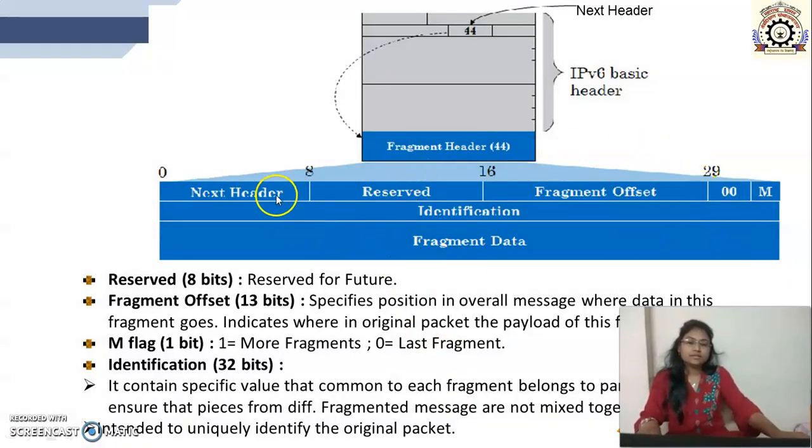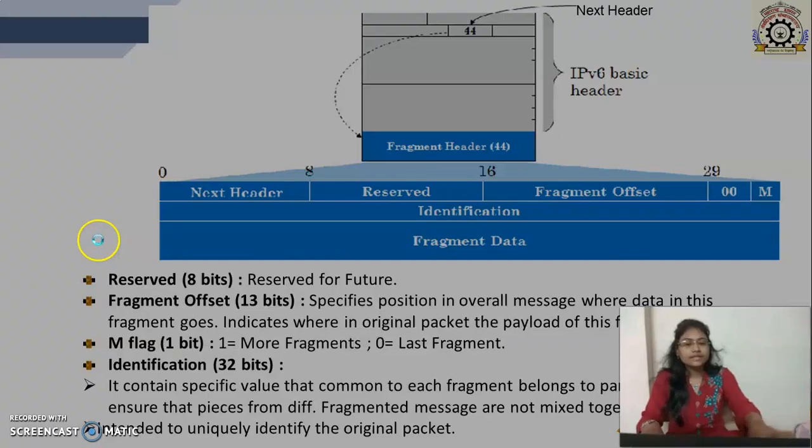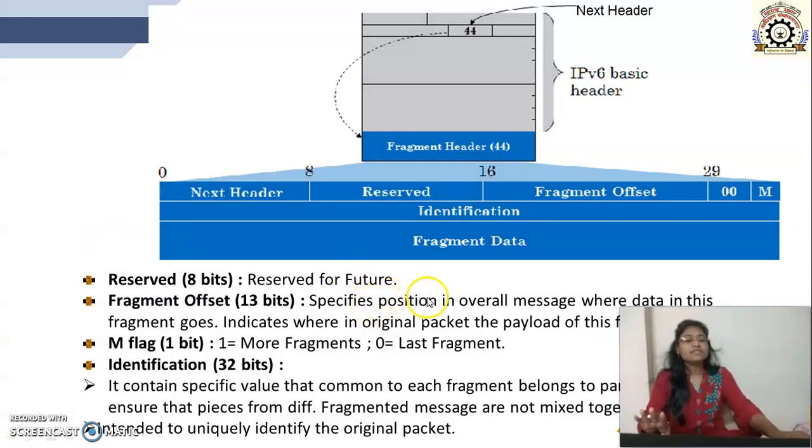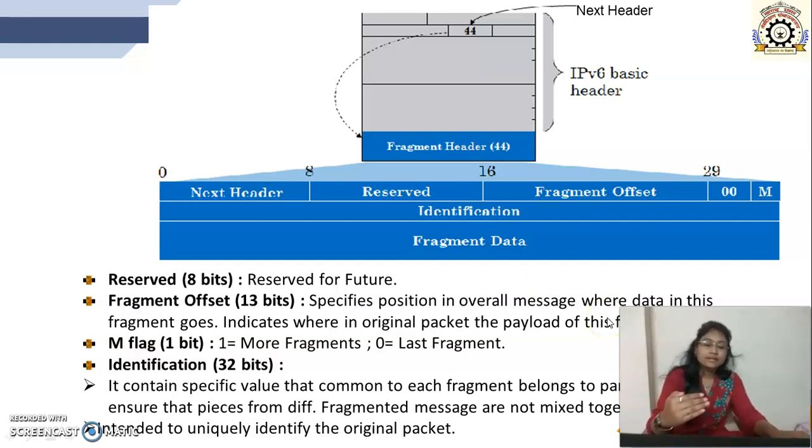All these are the fields. The first one is the next header. Again, it is used to indicate the header which follows this fragmentation header. Reserved, it is reserved for the future. Fragment offset. The fragment offset specifies the position in the overall message where the data in a fragment goes. It means that it is used to indicate the position in the main message where the particular data from this packet will go. Okay, the next 00 is again reserved.